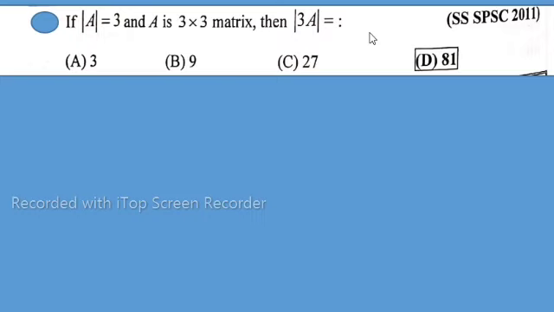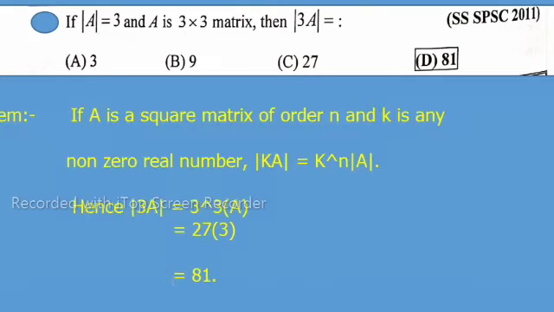In this lecture, I will solve PSC 2011 MCQs. That is, if absolute of A equal to 3 and A is a 3 by 3 matrix, then absolute of 3A is equal to? Solution: if A is a square matrix of order n and K is any non-zero real number, then absolute of KA is equal to K power n absolute of A.